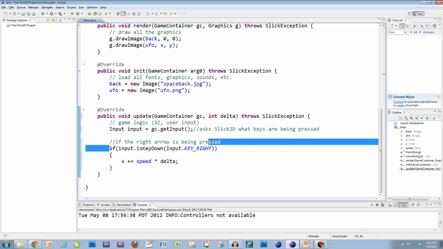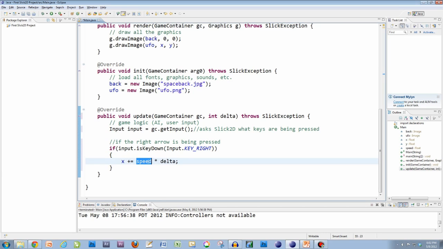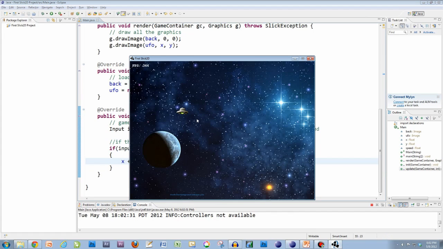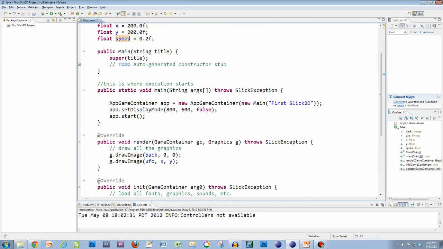What this says is if the right arrow key is being pressed, I add to the x whatever speed times delta is. If I run this, what you should get is when you hit the right key, your UFO moves to the right. How fast does it move to the right? Well, it moves to the right at this speed right here, at 0.2f.